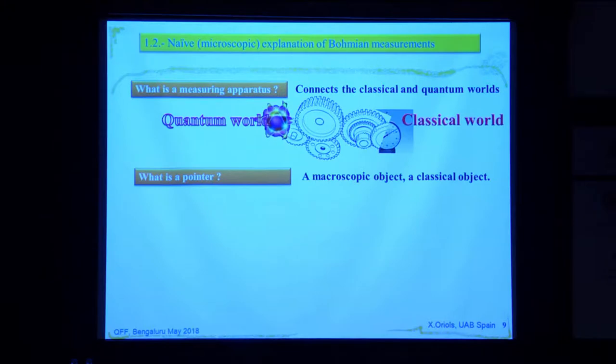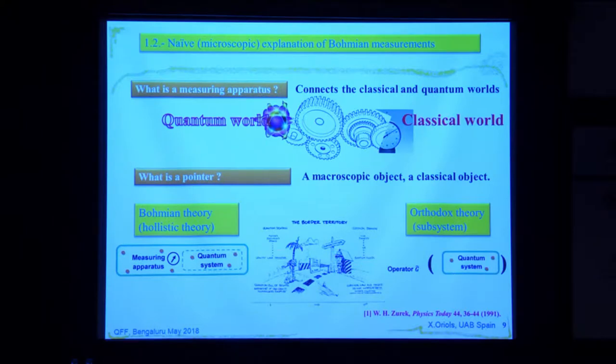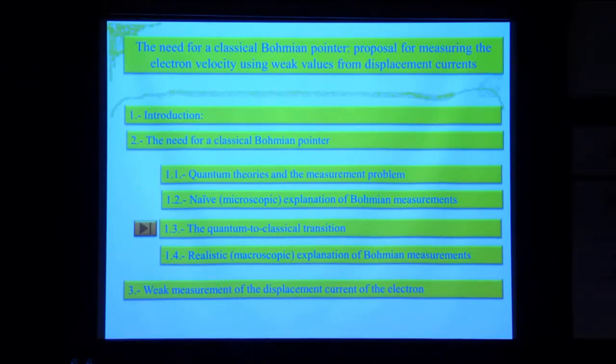Okay, basically, a measuring apparatus has to connect the quantum world with the classical world. This has to be done through this measurement process, yeah? And the pointer has to be a macroscopic object. At some point, it has to be macroscopic, and then we realize the result of the experiment when it's a classical object, yeah? So in the Bohmian theory, that is a holistic theory that wants to explain everything, it's obvious that they also have to explain somehow this border between the classical and the quantum. If you really want to explain the measurement problem, you have to explain how this natural connection between the quantum and classical transition works, and that's what I wanted to do now.